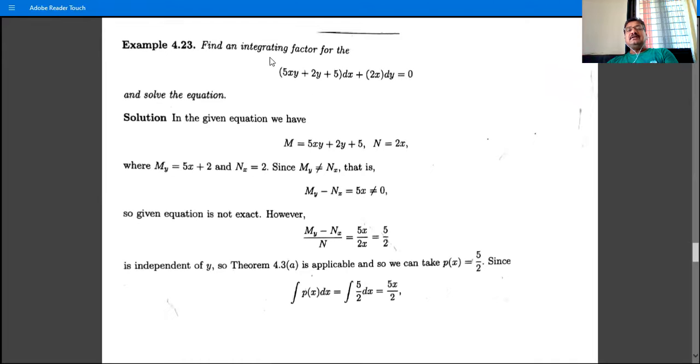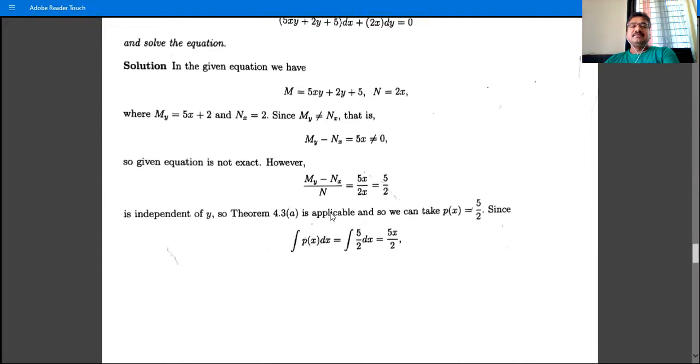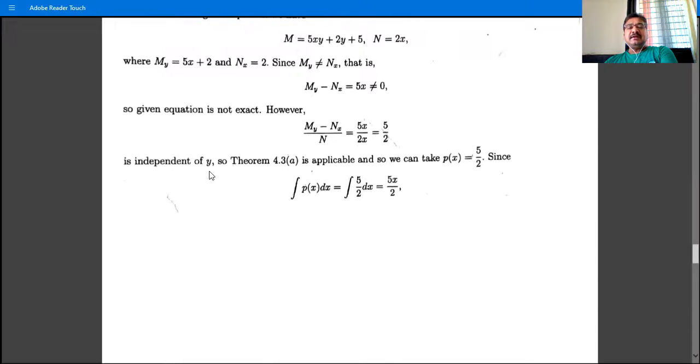Now we have to find the integrating factor. There are in all 6 methods to find an integrating factor: the inspection method and the remaining 5 rules. So we find M_y minus N_x is 5x, and (M_y minus N_x) divided by N is 5x by 2x, which is 5 by 2. And this is independent of y, it's purely a function of x.